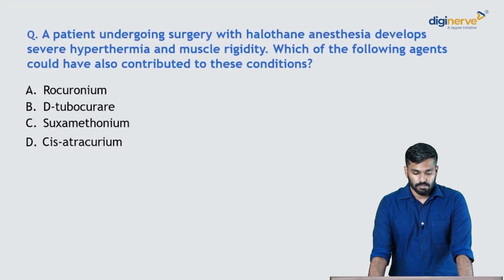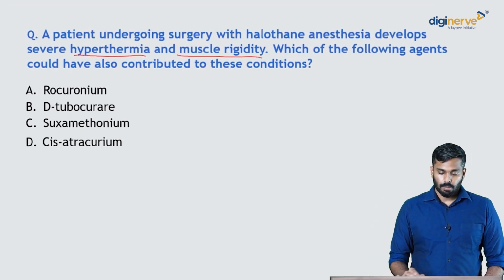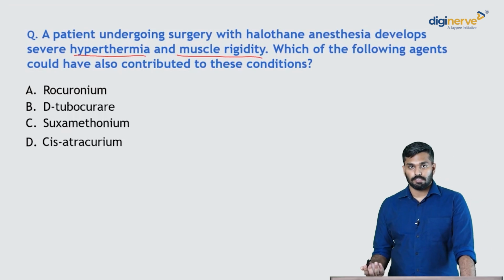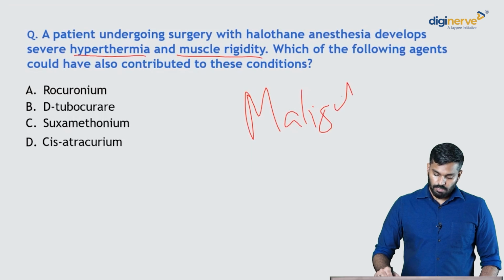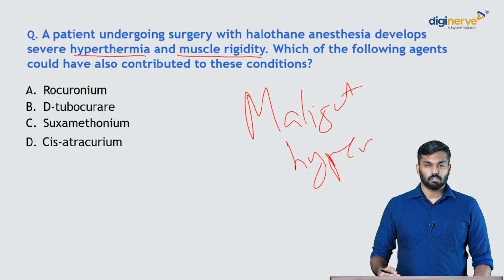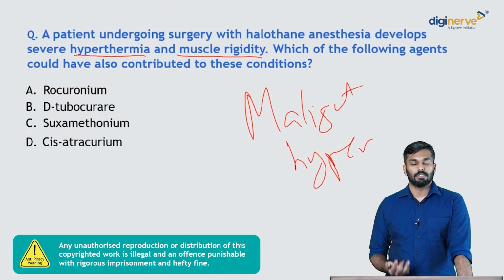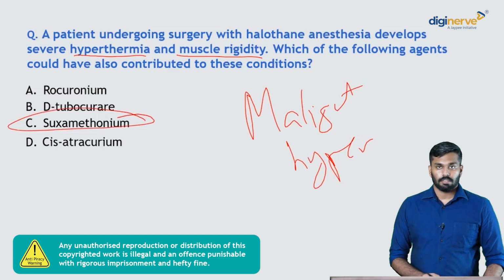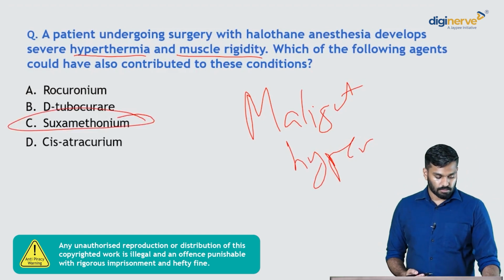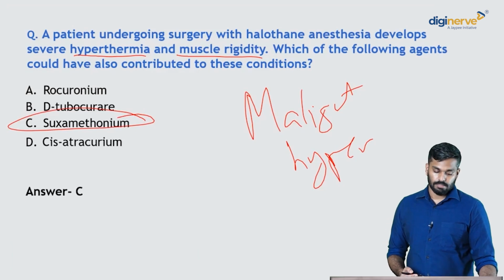A patient undergoing surgery with halothane anesthesia develops severe hypothermia and muscle rigidity. So hypothermia and muscle rigidity, what does it tell us? It tells us about malignant hypothermia, the most probable cause. Which of the following agents could have also contributed to this condition? Usually it's caused by succinylmethonium, that is succinylcholine, or inhalational agent. So the answer here has to be succinylmethonium. Yes, it's true. Answer C.